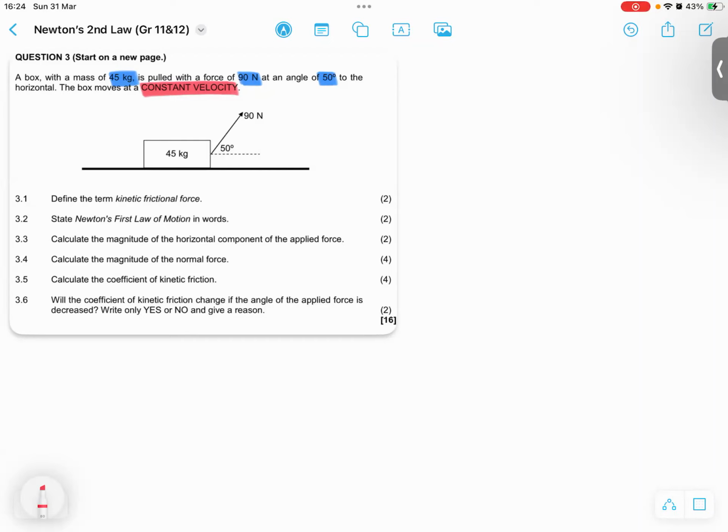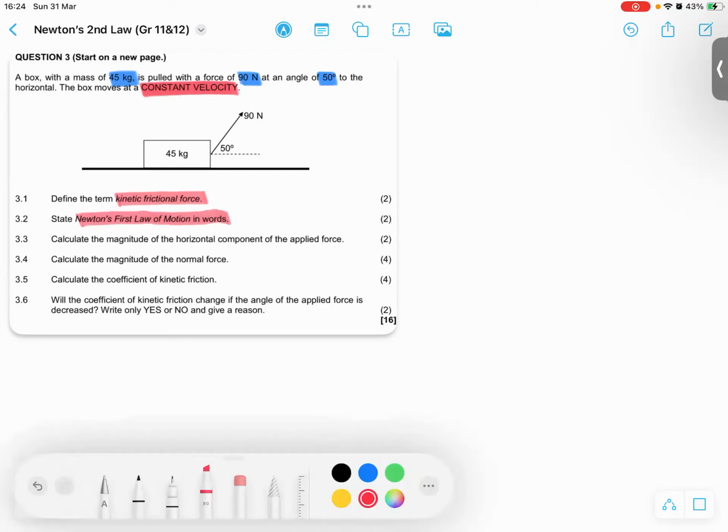The first question says, define the term kinetic frictional force. And the second question says, state Newton's first law of motion in words. But I'm not going to focus on definitions because that is very simple. You just need to memorize or study them. I don't need to do definitions because that will be a waste of time for now. I'm going to go straight to the calculations.